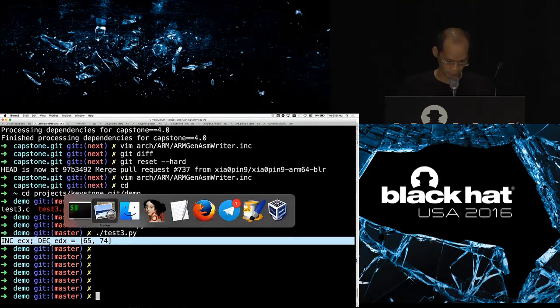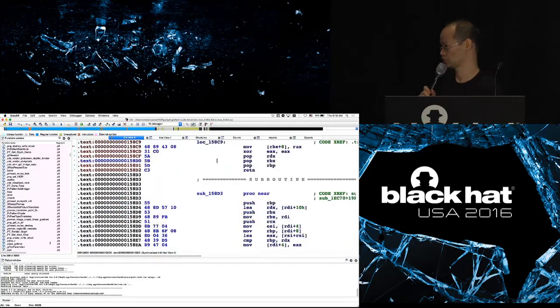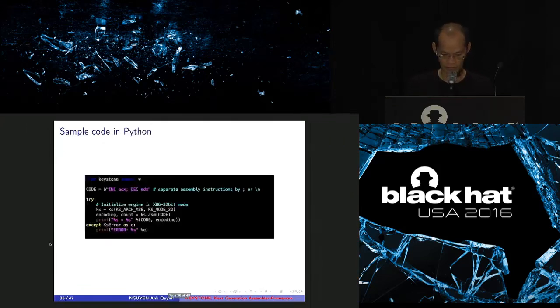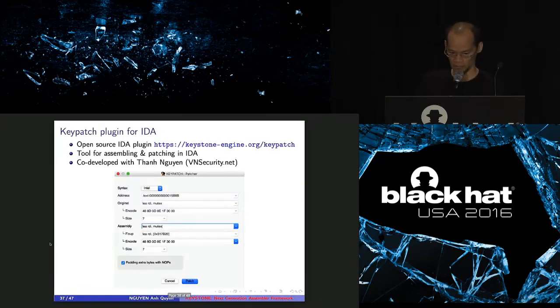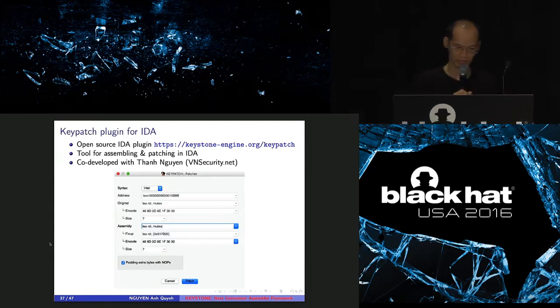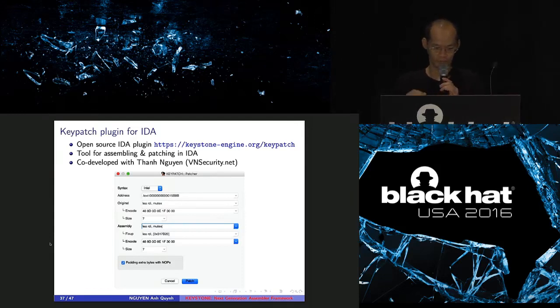Okay, so after I released Keystone like 2 or 3 months ago, people went on to build a lot of things on Keystone. And today I want to introduce my own tool, co-developed with Thành Nguyễn from VN Security. This one's a plugin for IDA. It's open source, I already released it, and you can see the link on the screen. This one allows you to directly do assembling and patching inside IDA.